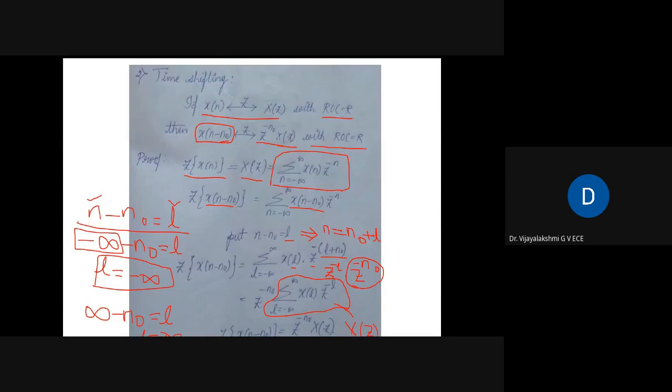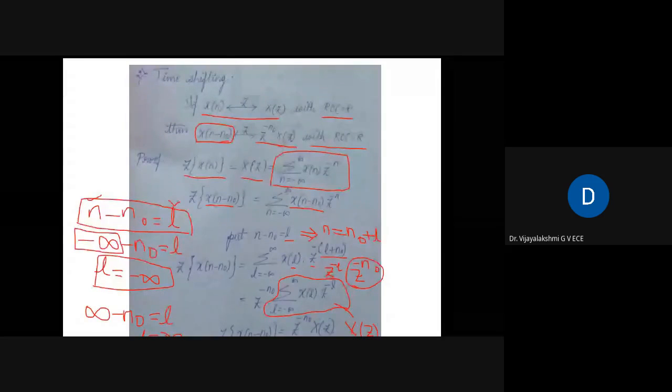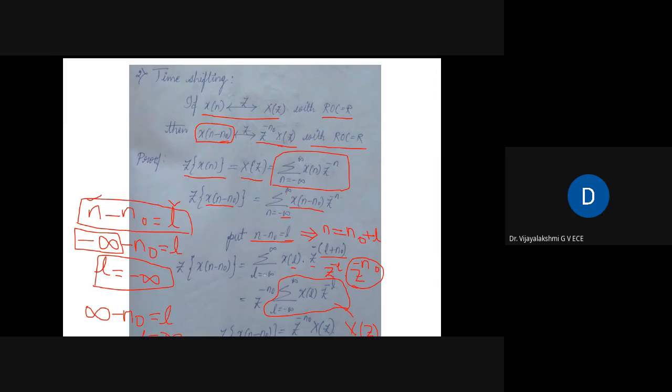Using this equation, you please substitute the lower limit, n equal to minus infinity. I get L also equal to minus infinity. Now I substitute n equal to infinity in this equation. I get L also equal to infinity. So with this, the new index L will also vary from minus infinity to plus infinity, and this n minus n naught is L, and here in place of n I am substituting L plus n naught.